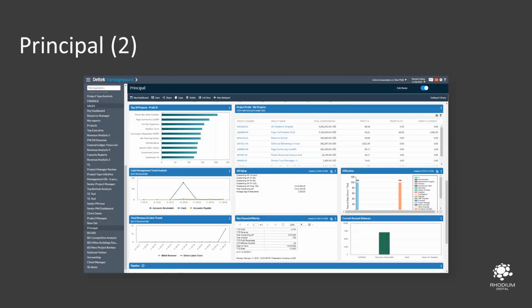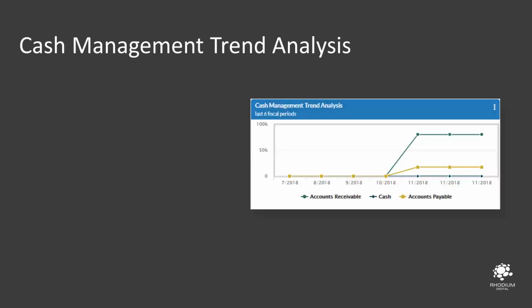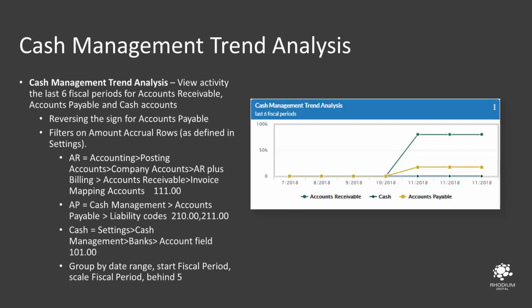There are a number of additional representations, and some of these dash parts on this principal dashboard are dash parts that we've already looked at in the context of the project manager role. I've got a couple here that we've not yet looked at. The first is the cash management trend analysis. This basically allows us to analyze the receivables, the payables, and our cash position, and understand graphically where cash flow is tracking.